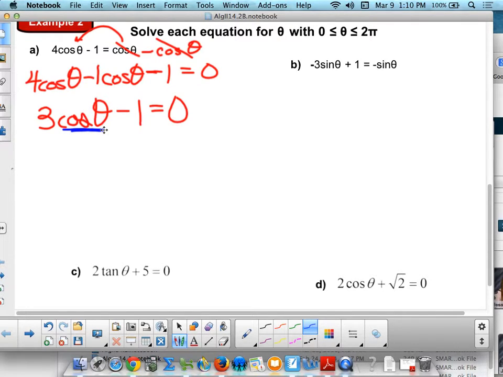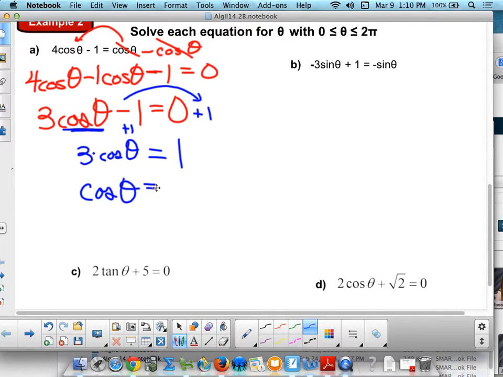What do I get rid of next? Add the 1. So if you add 1, put it over here. Add 1, add 1. Okay, you get 1. You get 3 times cosine of theta. Now what? Divide by 3. So cosine of theta equals 1 over what? 3. We are now back to where we were. So now let's just solve. Ready?